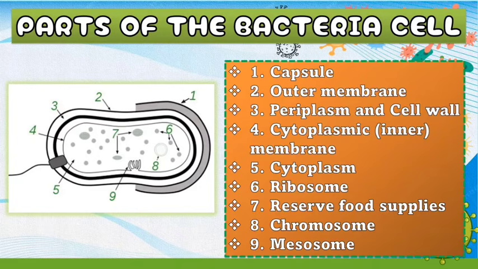Number 1, we have the capsule. 2, we have the outer membrane. 3, we have the periplasm and cell wall. 4, cytoplasmic or the inner membrane. 5 is the cytoplasm. 6, the ribosomes. 7, reserve food supplies. 8, chromosomes. 9, mesosome.